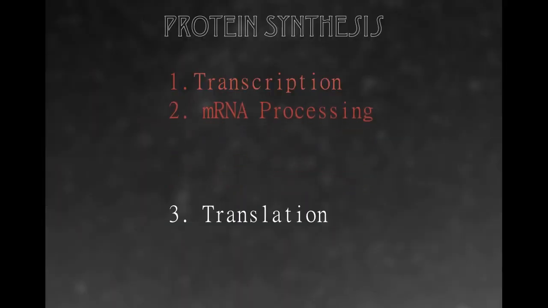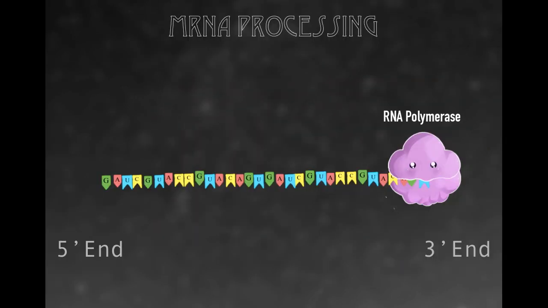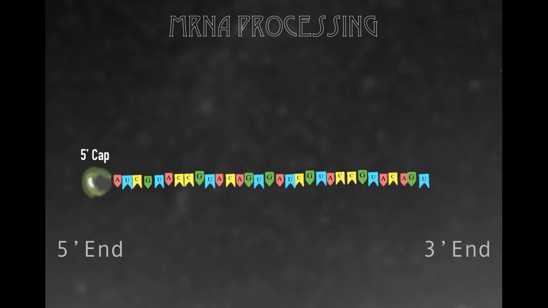Next comes mRNA processing. Before mRNA can be translated, it undergoes the following transformations. A modified version of guanine is added to the 5' end soon after transcription has begun. This cap is known as the 5' cap. Transcription proceeds until termination, then the RNA polymerase releases the pre-mRNA.